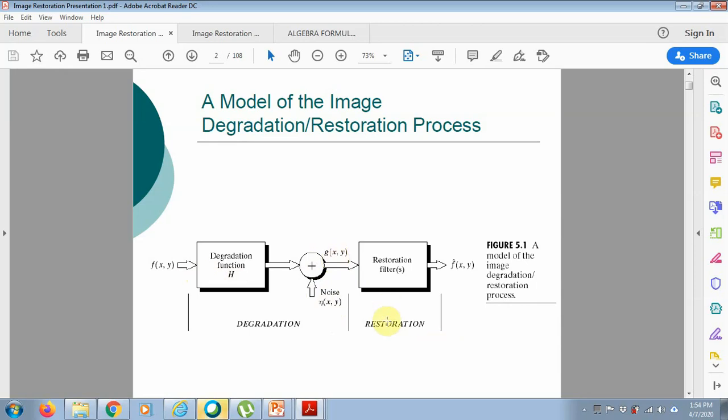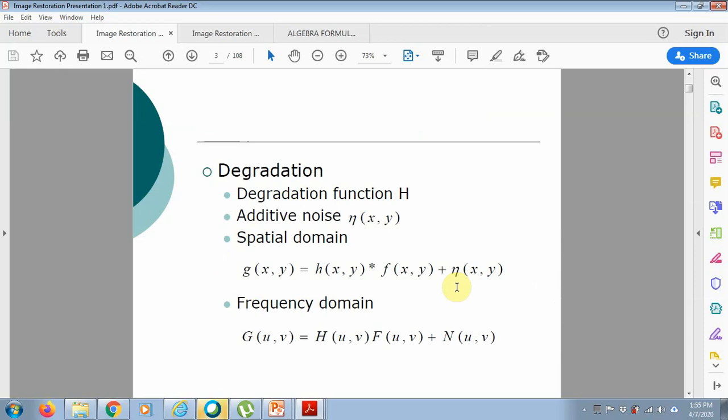And then you need to do the restoration. First you will degrade the image; the first process in image restoration is degradation. So prior to your restoration you need to degrade the image using a degradation function and a noise, and then you will go for a restoration function using restoration filters, and you will get the restored image. Now this is degradation, where the degradation function is denoted by h, with additive noise eta xy.